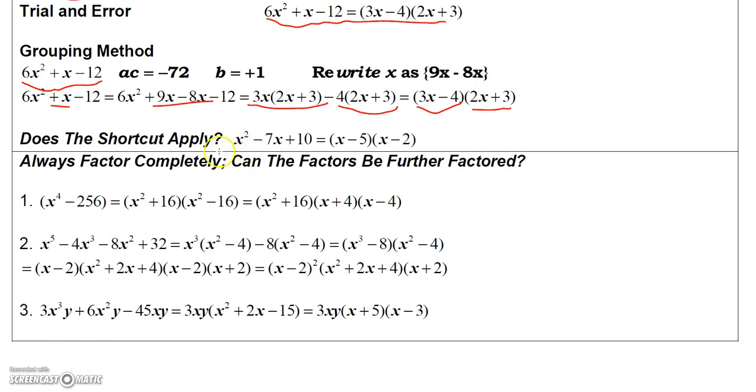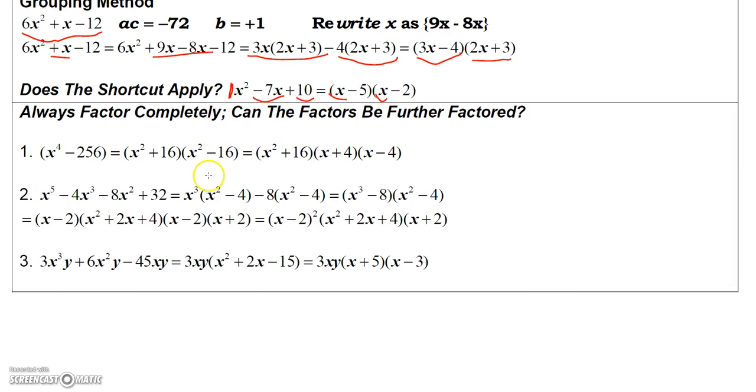Now when you have a trinomial, remember if the coefficient of the square term is 1, then it's usually quicker, because all you have to do is just put x here and x here, and then you find 2 numbers whose product is this 3rd term and whose sum is the coefficient of the x term. In this case it's minus 5 and minus 2, so the factors are x minus 5, x minus 2.